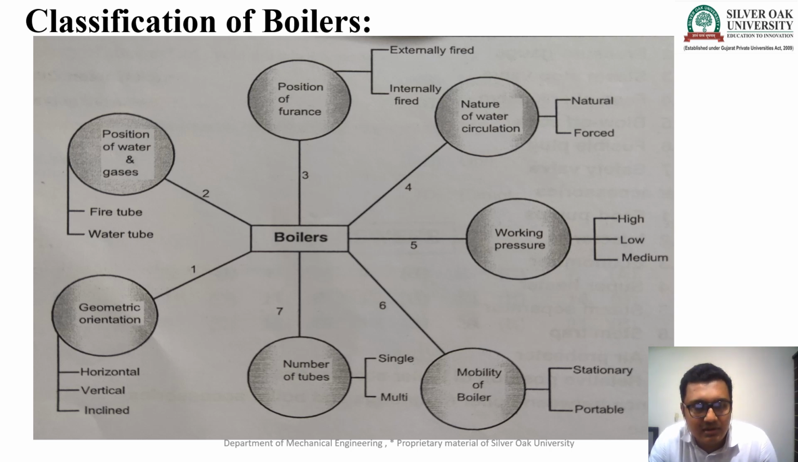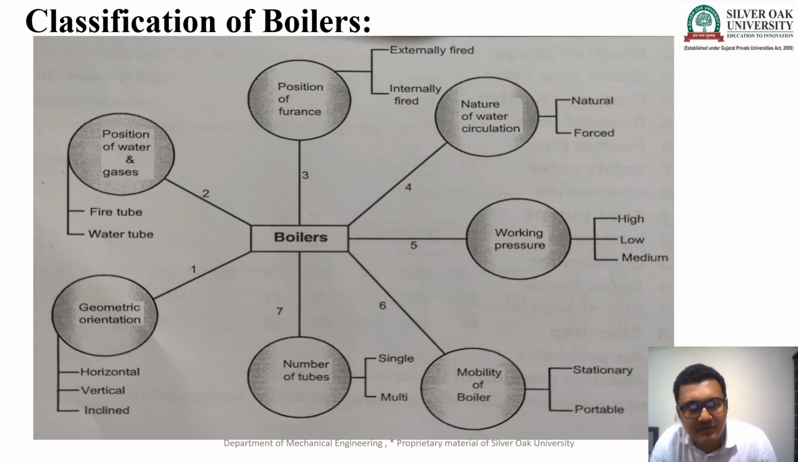Now we move to the third type, position of furnace. Furnace means the place at which we ignite and burn our fuel and produce heat energy. That heat energy is transferred to the water, the water is heated, its temperature rises, and after the saturation temperature it is converted into steam. So according to the position of furnace, there are mainly 2 types: externally fired boiler and internally fired boiler.